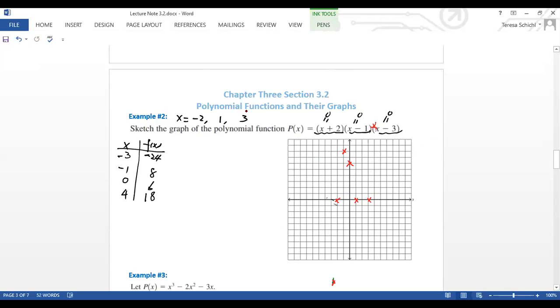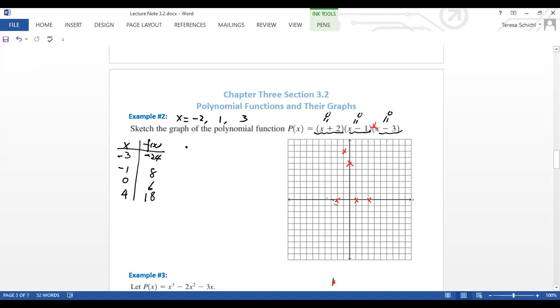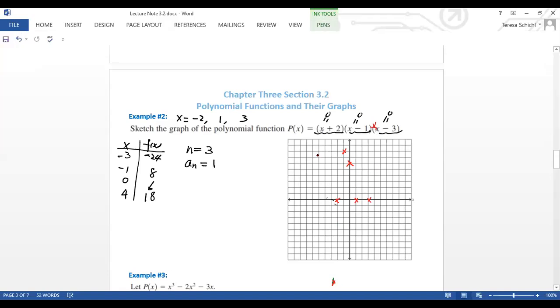Okay, so the end behavior. Let's see here, this is x, x, x, so the degree n is equal to 3. So we know one leg is going to go up and the other leg is going to go down. Because it's x cubed, the leading coefficient a_n is 1. So I know the right leg is going up and the left leg is going down. Now I can have a good idea. I know I need to pass through this point, so I have to go down here.